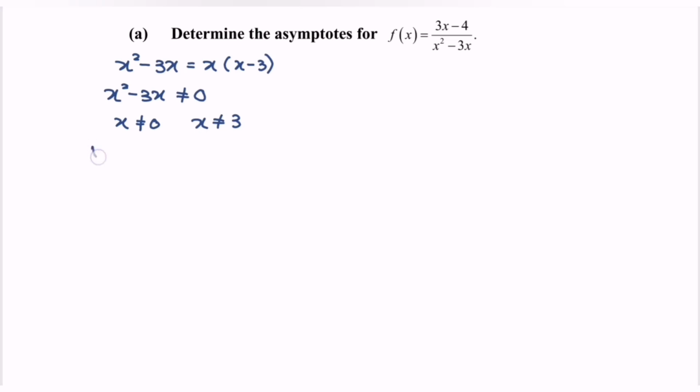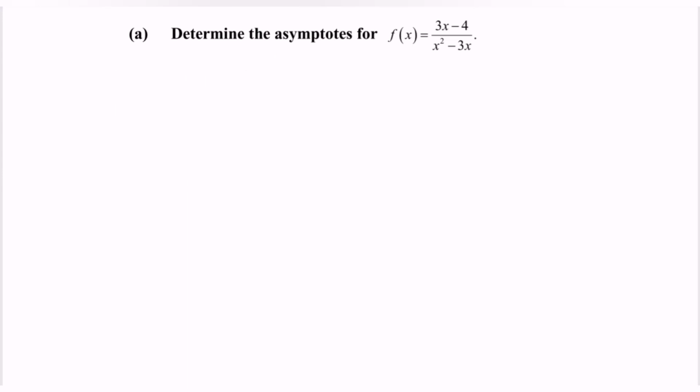So here, the vertical asymptotes are x = 0 and x = 3, because when you substitute the values 0 and 3 into the function, the situation will become undefined.